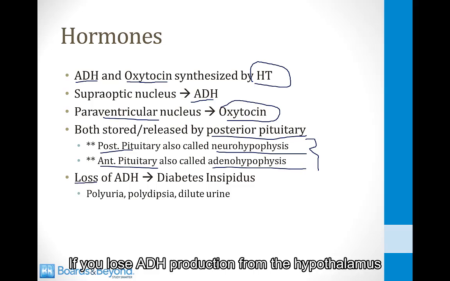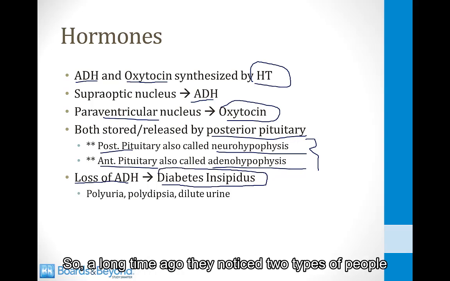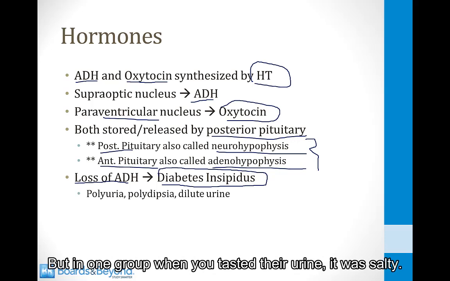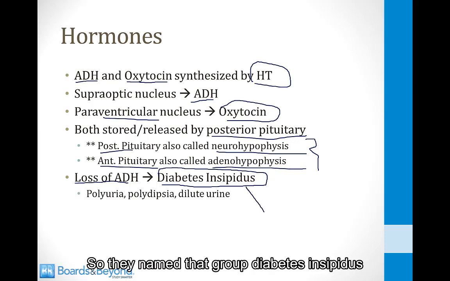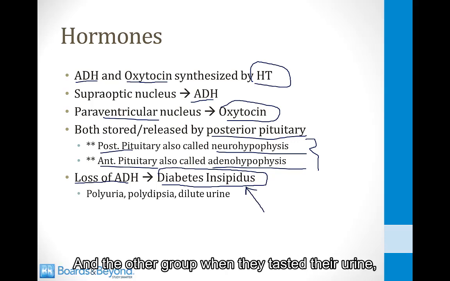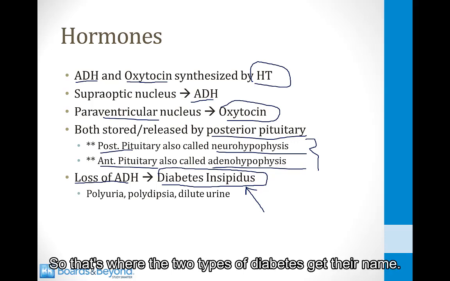If you lose ADH production from the hypothalamus, you get what's called diabetes insipidus. So a long time ago, they noticed two types of people with diabetes. They all had polyuria, polydipsia, and so they seemed to have diabetes. But in one group, when you tasted their urine, it was salty, so they named that group diabetes insipidus because the urine was salty. In the other group, when they tasted their urine, it was sweet, so they named that group diabetes mellitus. So that's where the two types of diabetes get their name.